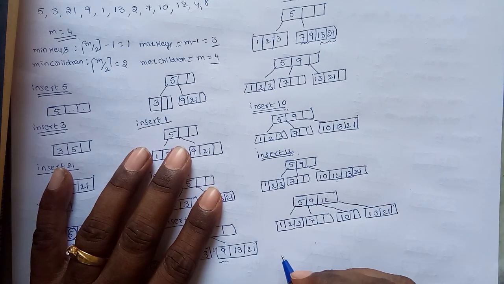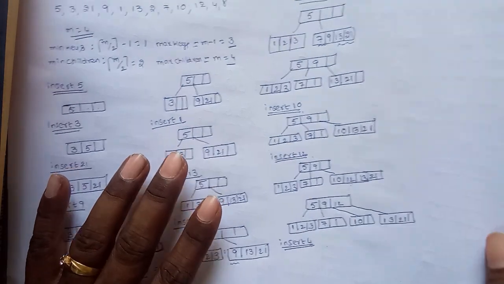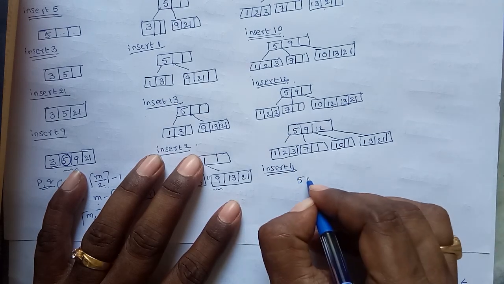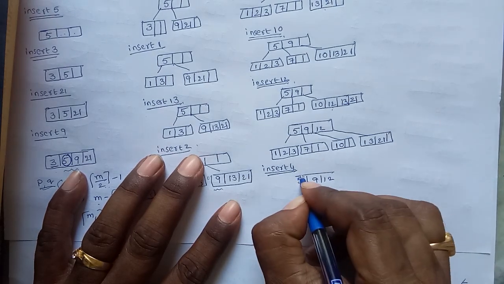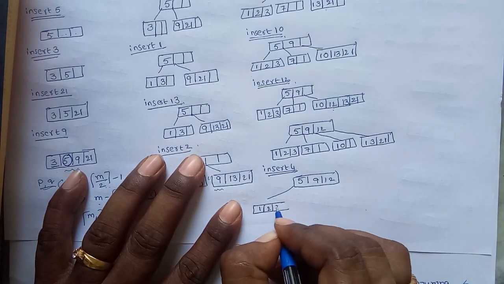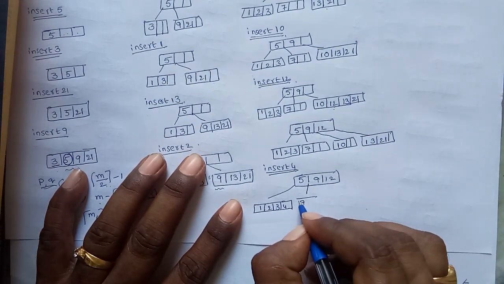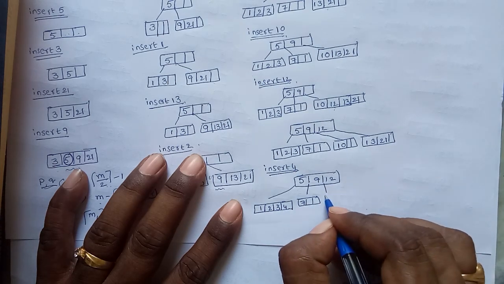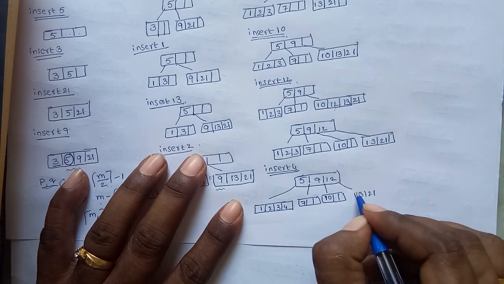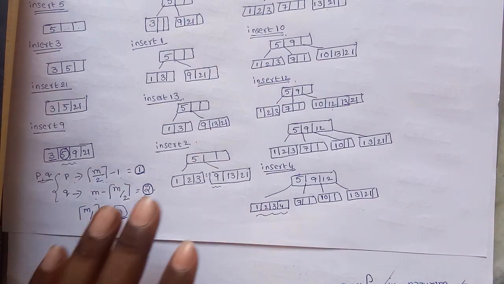Insert 4. Okay. What is the position of 4? The position of 4 is this one. Once again I will write 5, 9, 12, 1, 2, 3, 4. This is the position of 4. 7, 10, 13, 21. Observe here, this node violates the property.